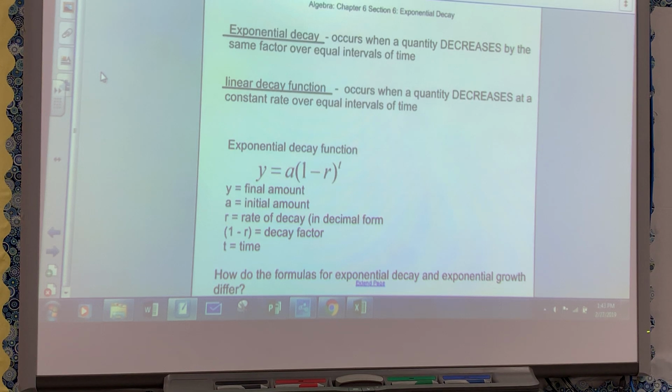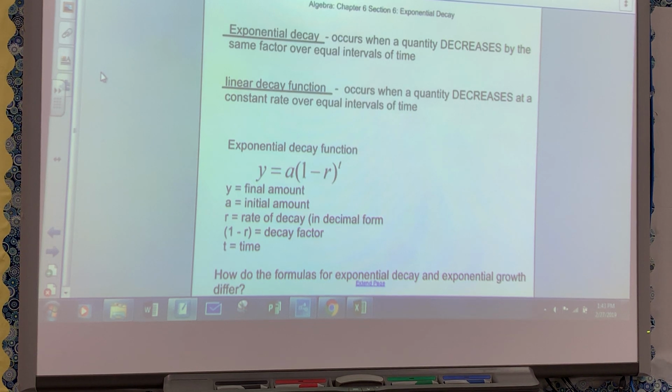Exponential decay function: y equals a(1 minus r) to the exponent of t. Y is your final amount. That variable obviously changes. I was using y, your book used a sometimes, my thing over there says a for growth, and something later had a p. So just keep in mind the variable that's isolated to the left is your final amount of whatever it is.